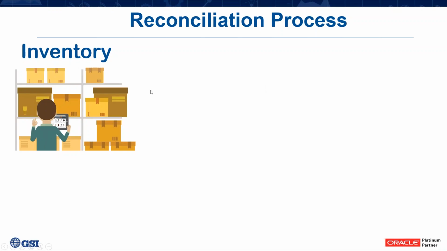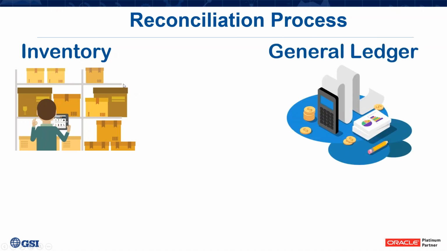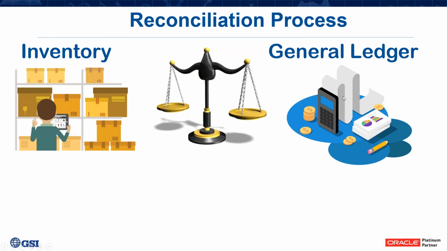A couple of components. First, we identify what it is we're trying to reconcile, and in this case, inventory. What we are doing is comparing numbers between our inventory subsystem in JD Edwards and the general ledger. So it becomes a balancing act. We need to get data from each of the individual systems and line them up to make sure that they're in sync. That's what the reconciliation process is.